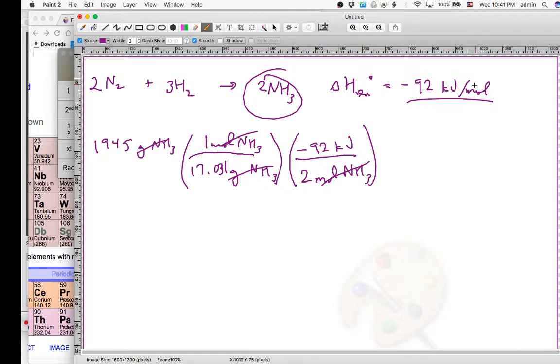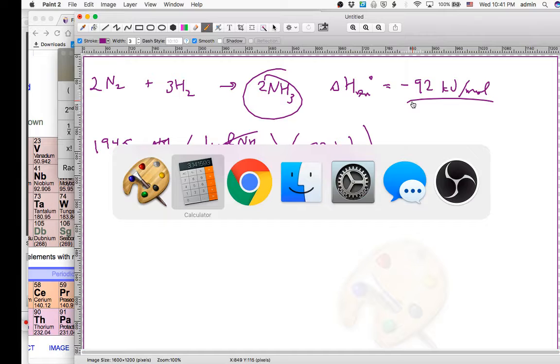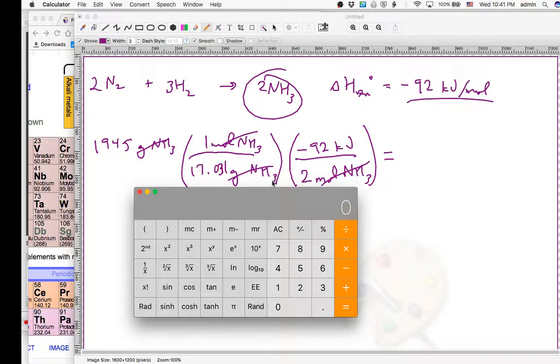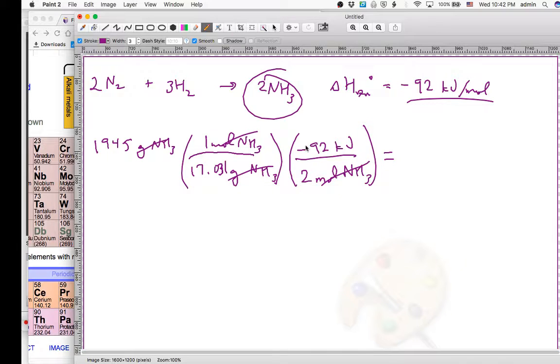Because this mole refers to the whole reaction. In 1 mole of this reaction, I get 2 moles of NH3, and for every 2 moles of NH3, I get this much energy. Mr. Calculator is here to help us. Everything on the bottom is divided, everything on top is multiplied. Count significant figures, it looks like I only have 2 right there.